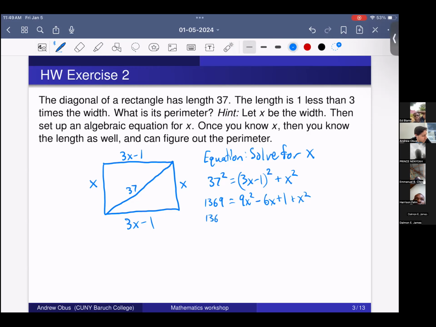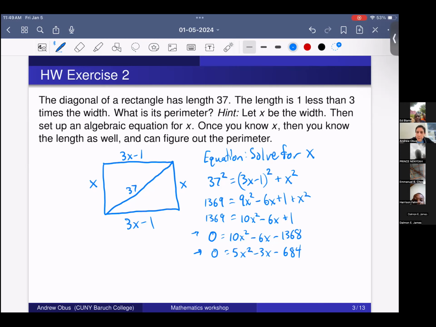Great. So 1,369 equals 10x squared minus 6x plus 1. Or in other words, 0 equals 10x squared minus 6x minus 1,368. So it's not the easiest thing. Well, we can at least divide everything by 2 to simplify this. So 0 equals 5x squared minus 3x minus 684.